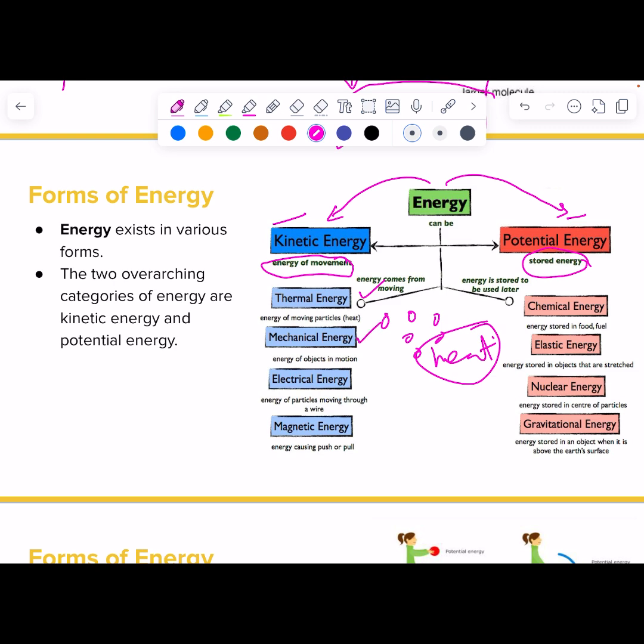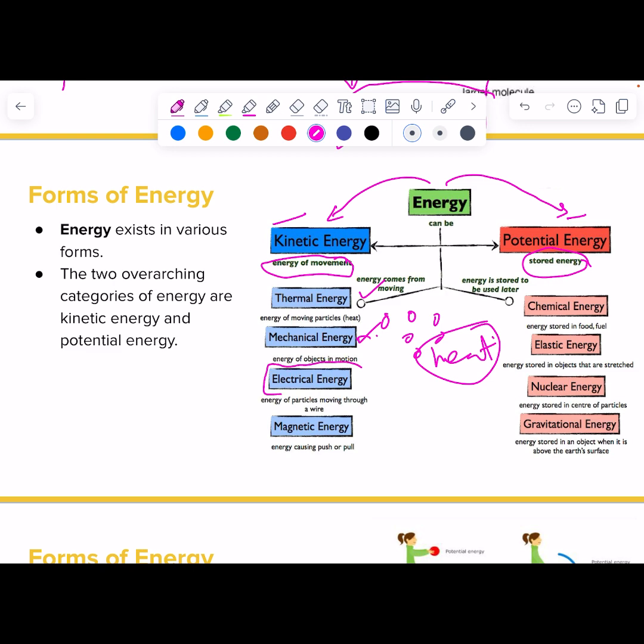Mechanical energy, like when you're kicking a ball, it is because your muscles are moving. And because of that we call it mechanical energy. It is an object that is moving, like your muscle. It has mechanical energy.